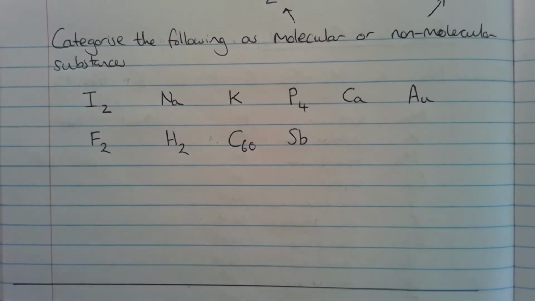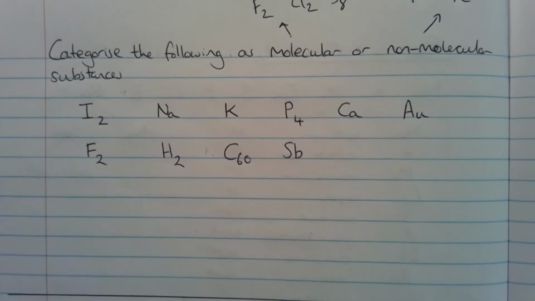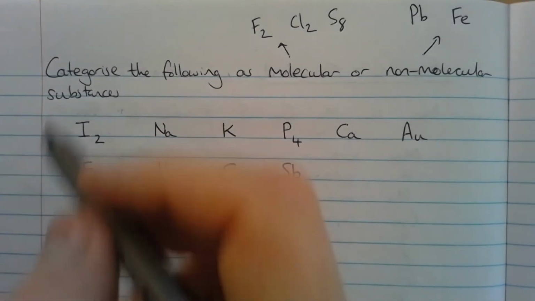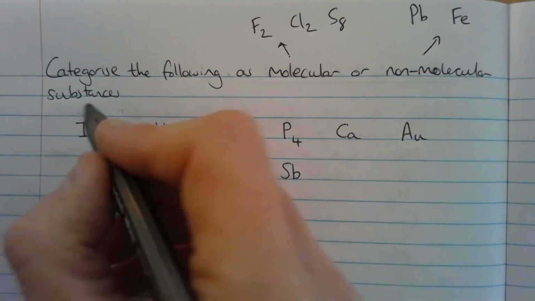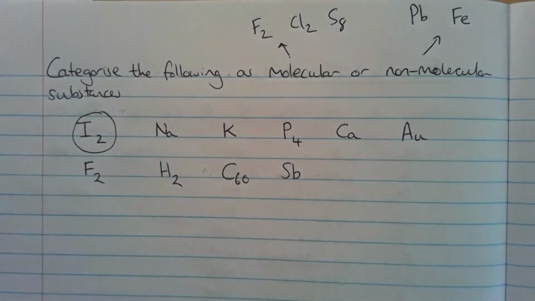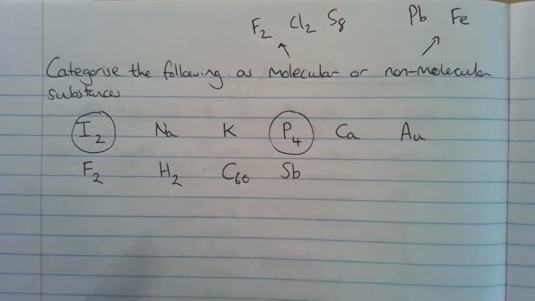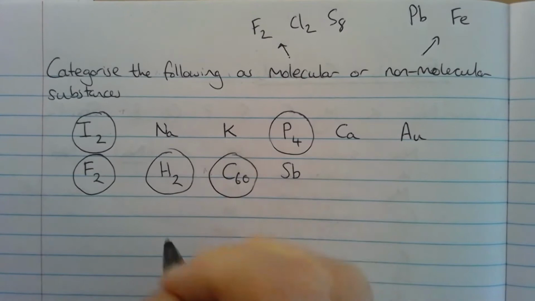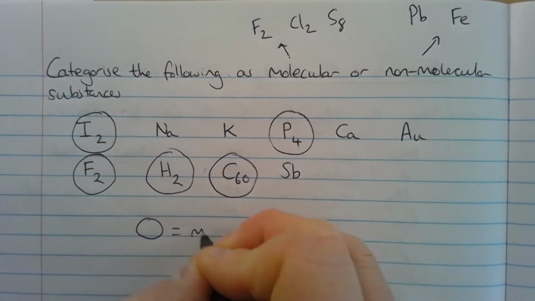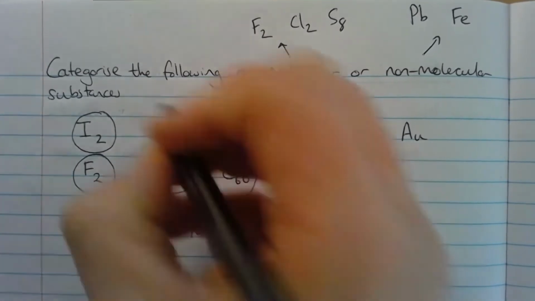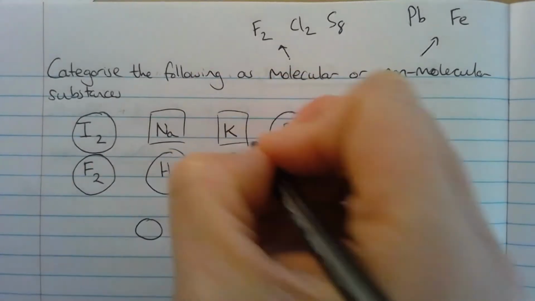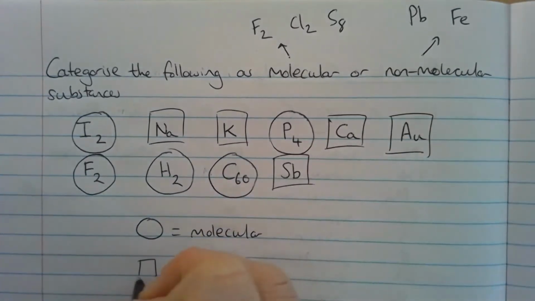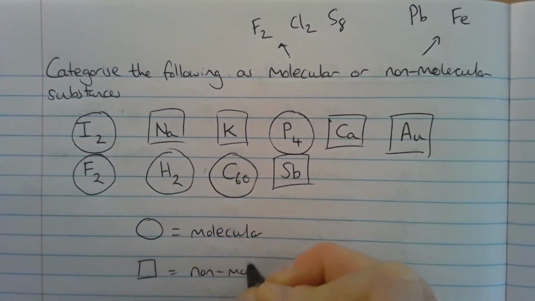Okay, so hopefully you should have, I've just realised you couldn't see the examples from earlier, so if you want to check again, hopefully from these you should have seen that this is molecular, this is molecular, molecular, molecular, and molecular. So I'm saying all the circled ones are molecular, and these here are non-molecular.